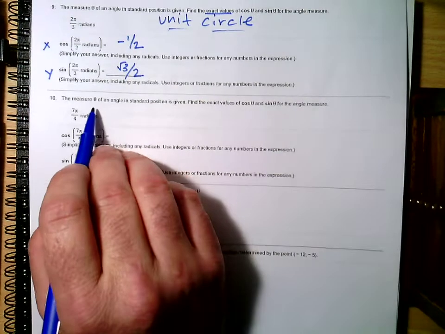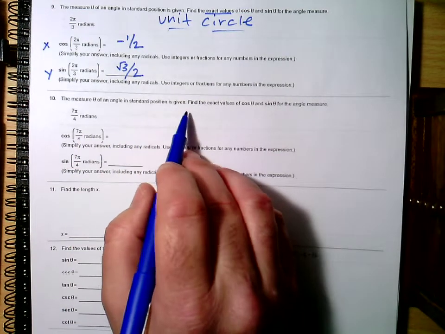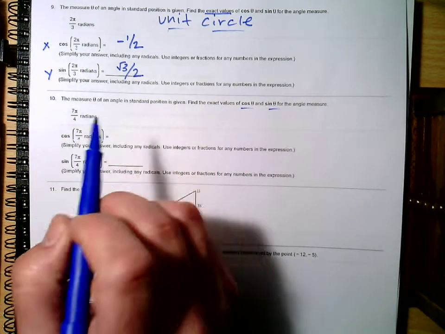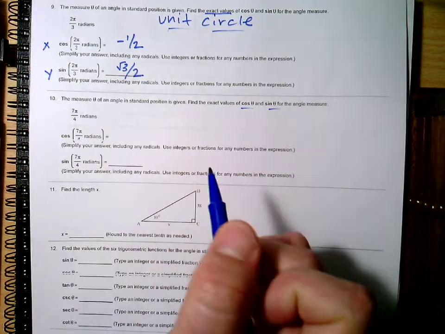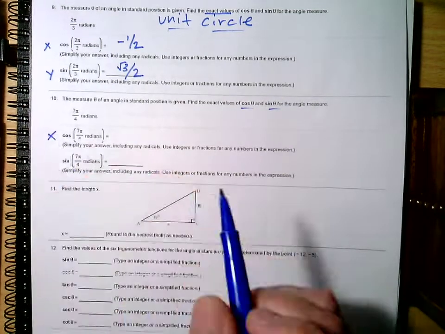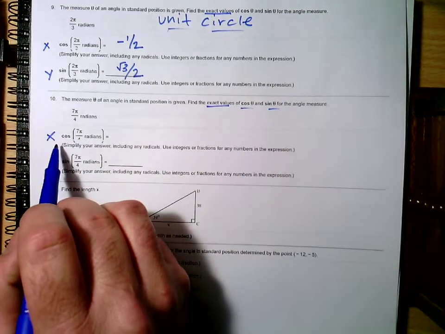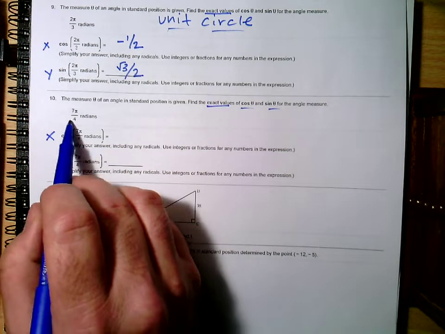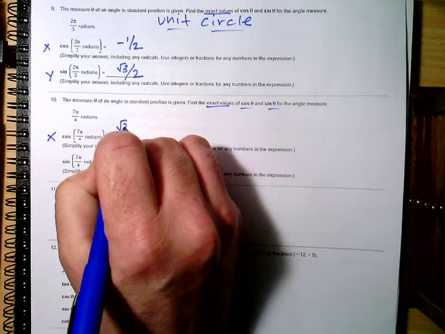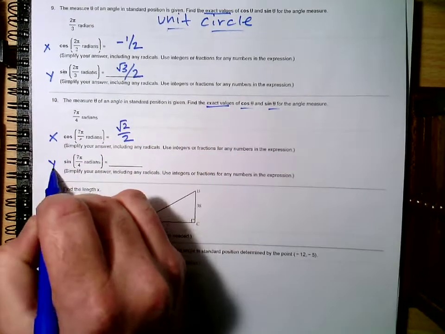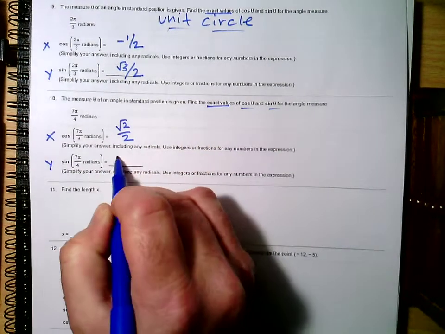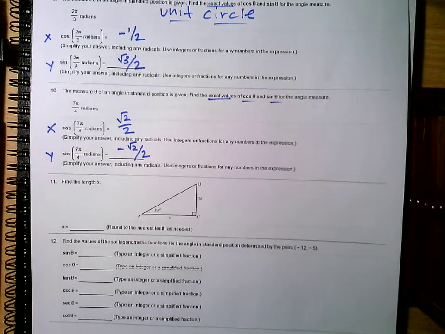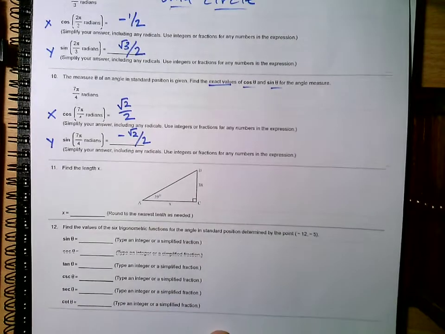Here's another one. Okay, find the measure of the angle in the standard position. Find the exact values of cosine and sine. 7 pi over 4, again, right to the unit circle. They were asking for exact values, so we just have to give them what they want on the unit circle. The x coordinate at 7 pi over 4 is root 2 over 2. The y coordinate at 7 pi over 4 is negative root 2 over 2. Okay.